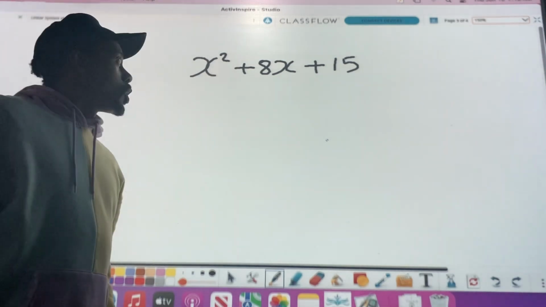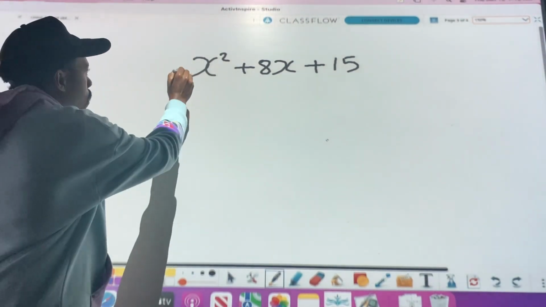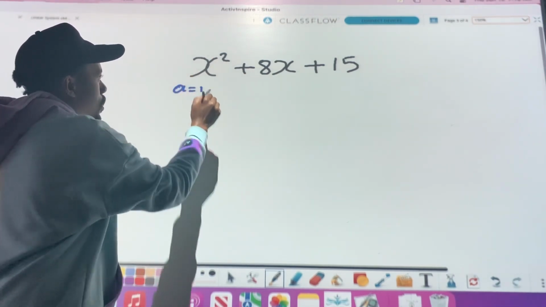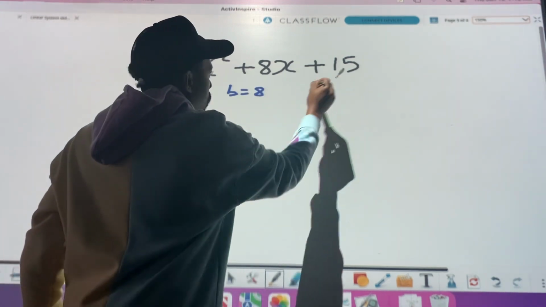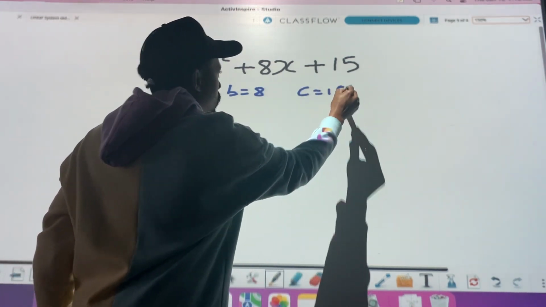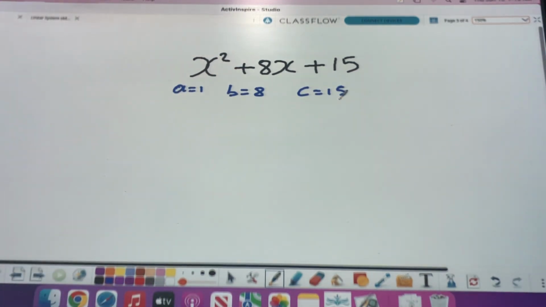All right, next one, we're going to factor this trinomial where the a value is 1. So a is 1, b is 8, c is 15. Whenever we have a scenario like this, what we want is two numbers that multiply to the c term, the 15 here, and add to b, which is 8. So two numbers multiplying to 15 and adding to 8. What are those two numbers? Let's see.